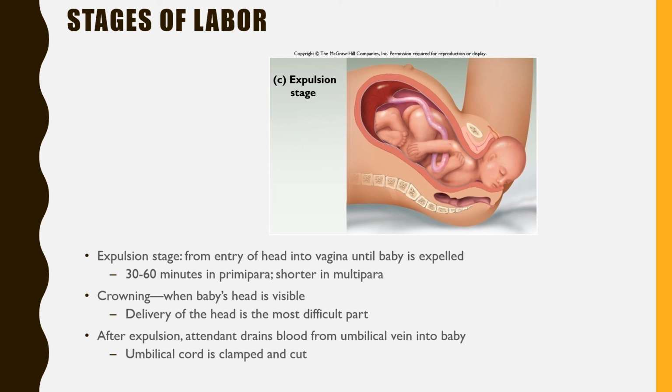So in the expulsion stage, this is where the head has now moved from the cervical canal and is now in the vagina, and ultimately from the vagina, it's when the baby is actually completely expelled. And this can take anywhere from about 30 to 60 minutes, typically in a primipara, but in multipara it can be much faster. This is where you're going to see crowning. So this is when the baby's head is actually visible. And delivery of the head is commonly the most difficult part, simply because of the rigid structure and it's the largest. But after expulsion, the attendant then usually drains the blood from the umbilical vein. Those who drain it directly into the baby, they'll clamp it, and then the umbilical cord is then cut.